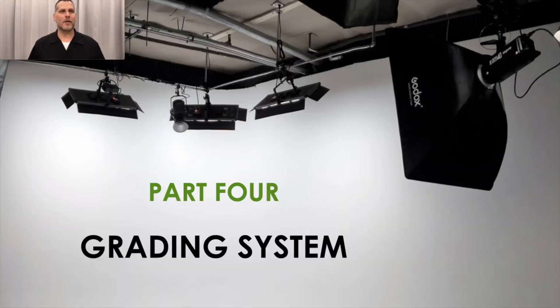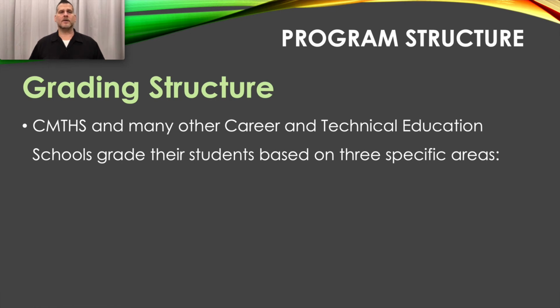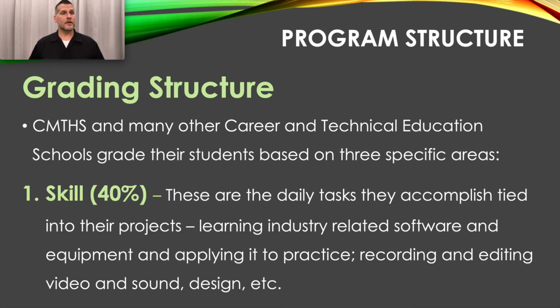And now part 4, our grading system. CMTHS, as well as many other career and technical education schools, grade their students based on 3 specific content areas. The first being skill, which is 40% of their grade. These are the hands-on things that they do and they learn about in the program. These are the daily tasks that they accomplish tied into their projects, learning industry-related software and equipment and applying it to practice.